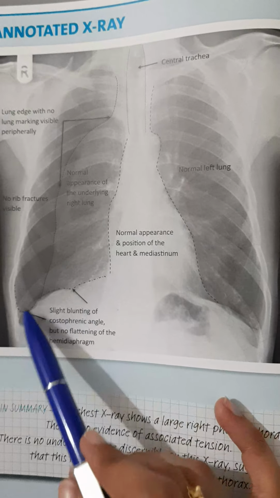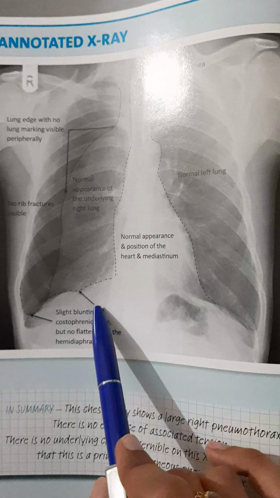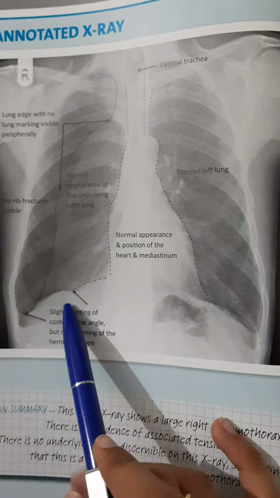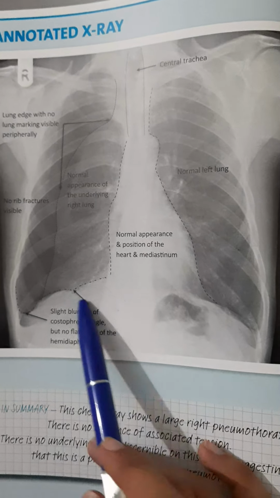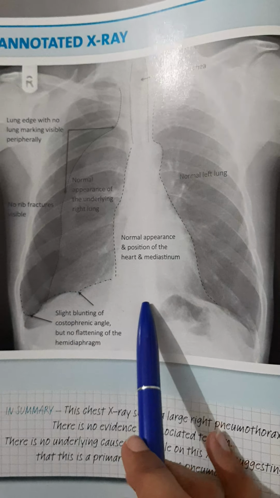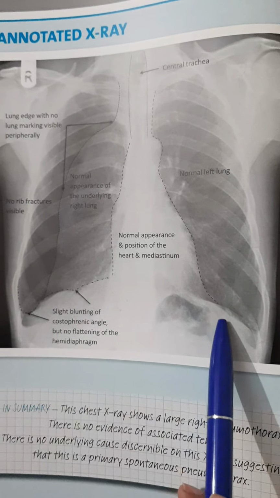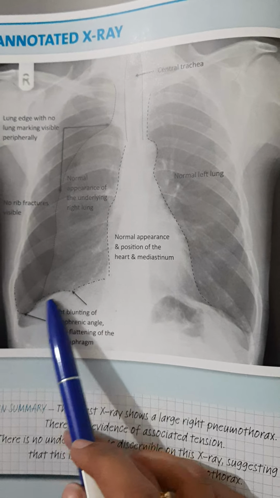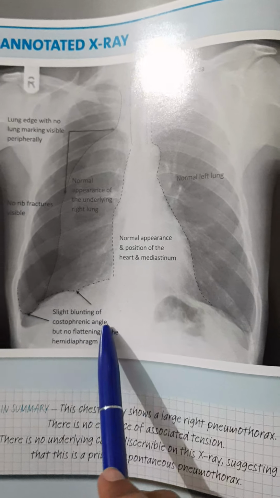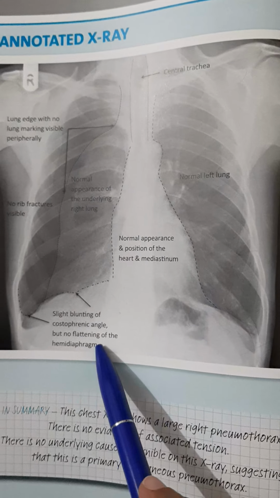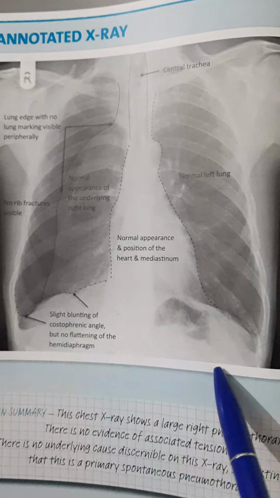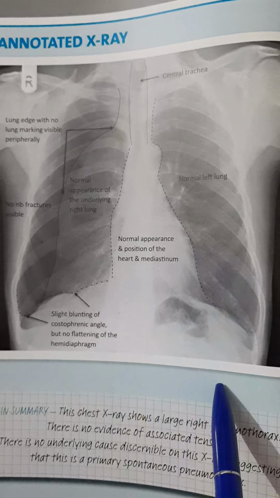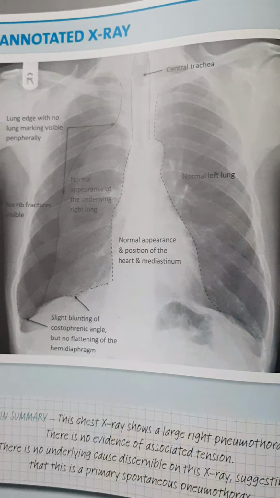There is minor blunting of the costophrenic angles, which may represent small volumes of pleural effusion, but the hemidiaphragms are clear and there is no flattening. This is the gas bubble of the stomach, but there is no free air under the diaphragm. There are no soft tissue abnormalities or fractures. In particular, no rib fractures are visible.